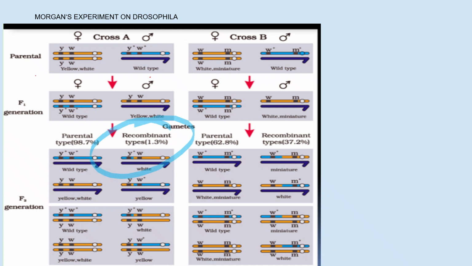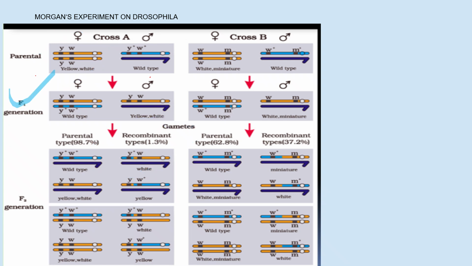What does that show now? This shows that these two genes are very much linked. Very much linked means they are physically located very close to each other on the chromosome. That's why the crossing over between them is very limited, and these two genes are said to be linked.